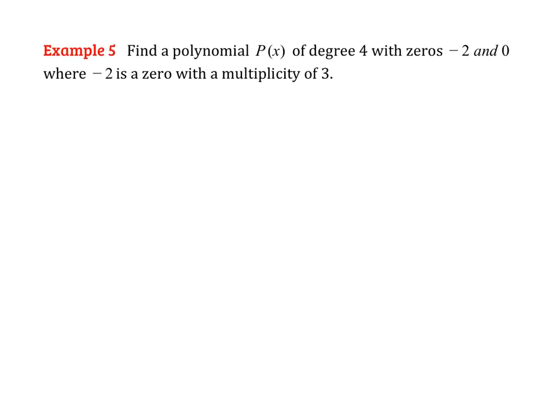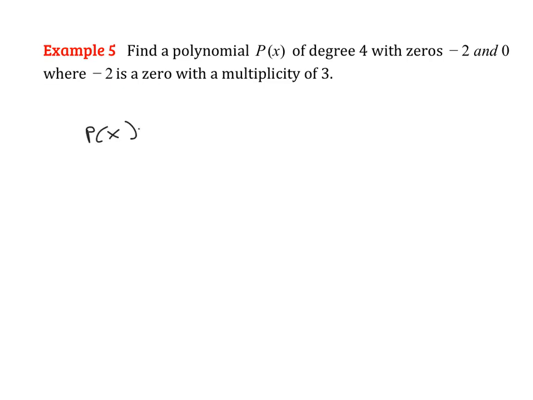Okay, let's try another one together. So this one says find a polynomial p of x with a degree of 4 that has zeros at negative 2 and 0, where negative 2 is a zero with a multiplicity of 3. And notice this time they don't give us a coordinate it goes through, which means we can pick whatever a value we want. So let's set up our factors.